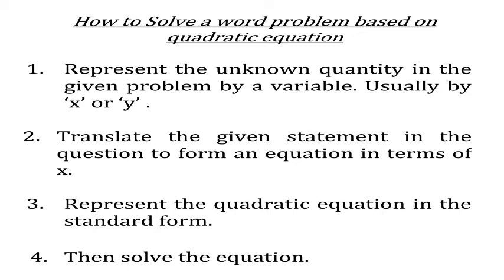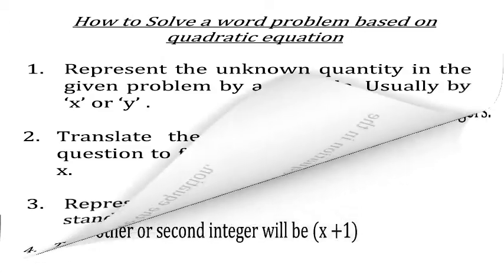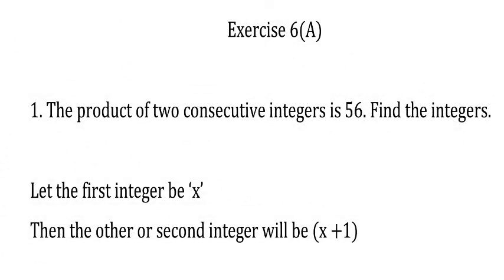So, in this chapter, the 4 steps which we need to follow are: first, represent the unknown quantity in the given problem by a variable. Second, translate the given statement in the question to form an equation in terms of x. Third, represent the quadratic equation in the standard form. Then solve the equation. For all the problems, apply these 4 steps to get the solution easily. Let's start solving the problems of exercise 6a, page number 69.